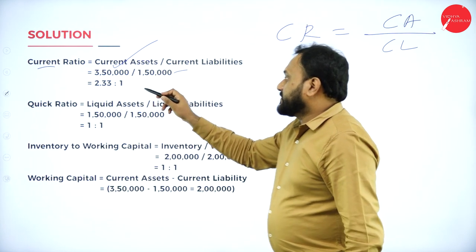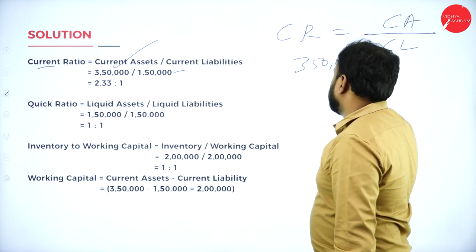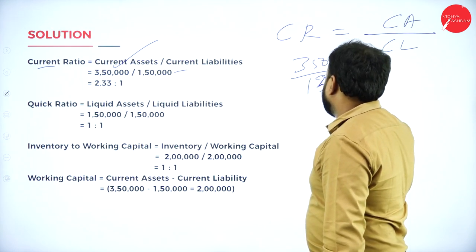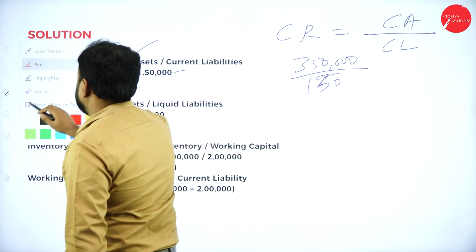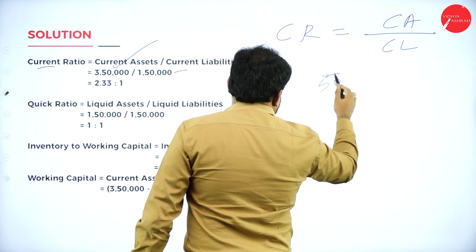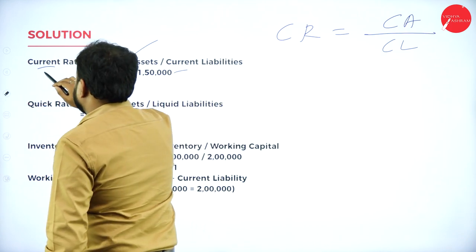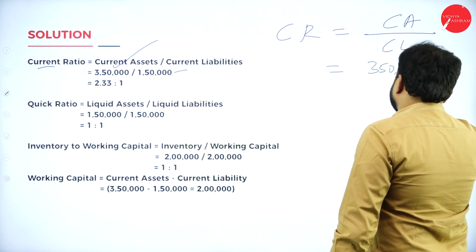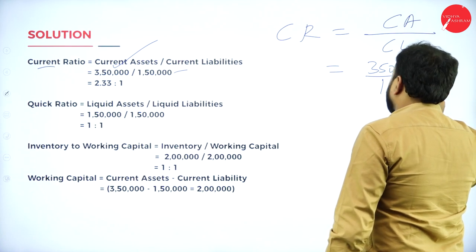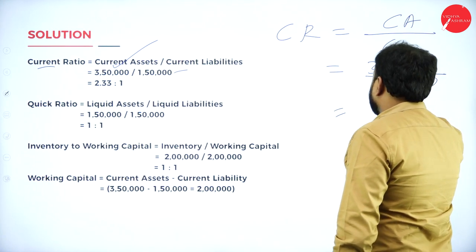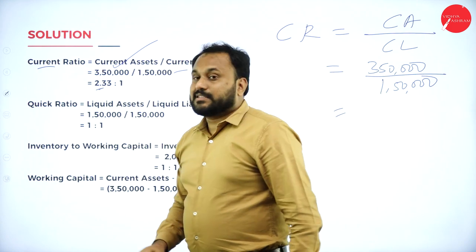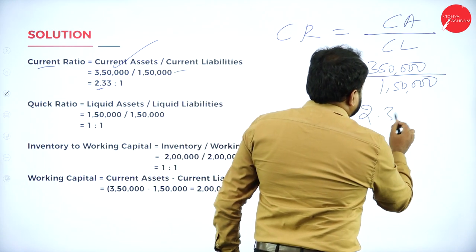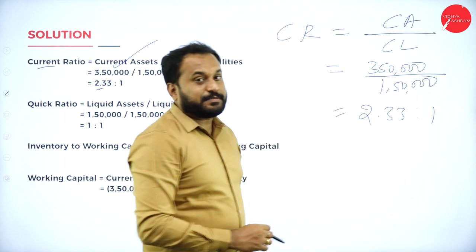So that is 3 lakh 50,000 divided by 1 lakh 50,000. I'll just erase this and write it properly here, so you people will get to know what exactly it is. So we have 3 lakh 50,000 divided by 1 lakh 50,000. Whatever you calculate, you actually get 2.33. So always the denominator is 1. So it is 2.33 is to 1. This is my current ratio.